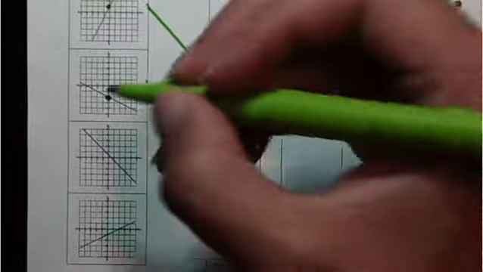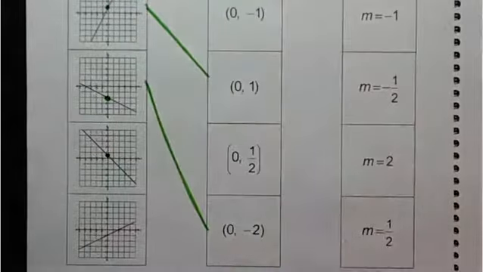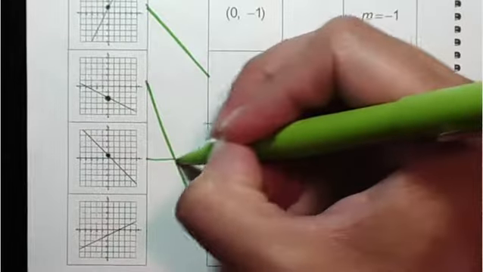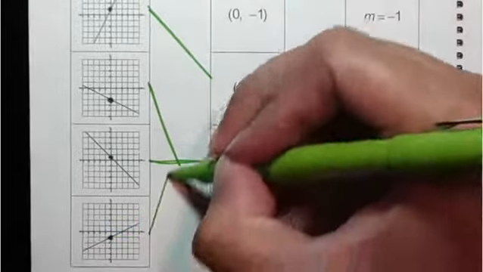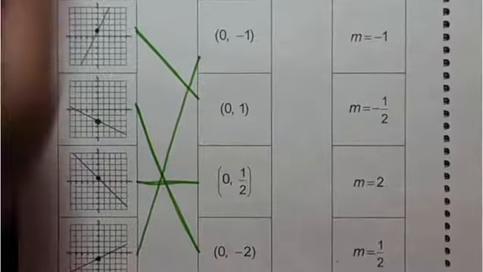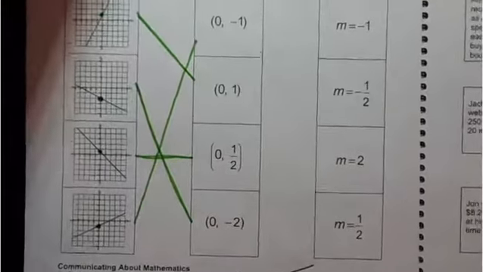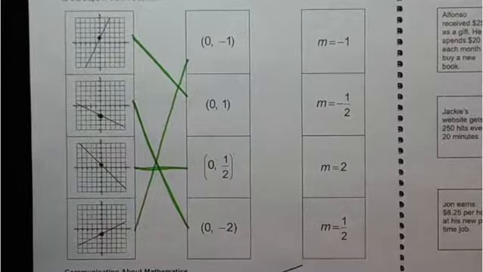The third y-intercept looks like it's between positive 1 and 0, which would be 1/2. And then the last one, the y-intercept's negative 1, which would go all the way up to the first. So it should look like that for the first four. Okay, now let's look at the slope. To determine the slope from a graph we have to do rise over run.